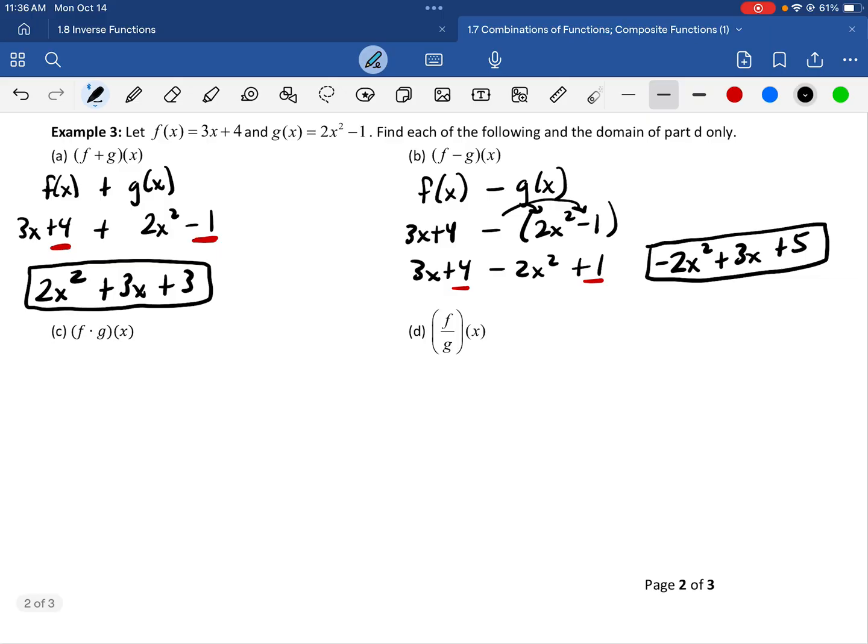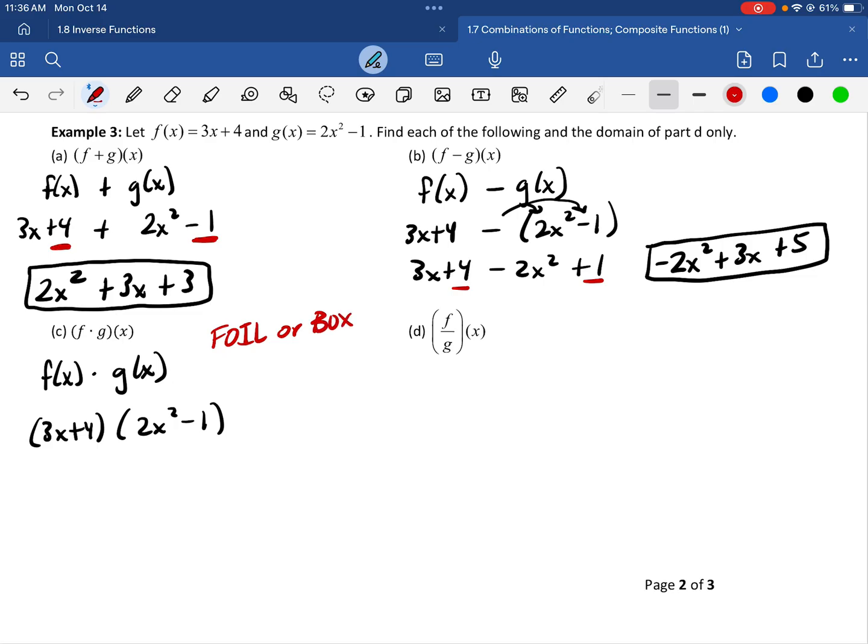Okay, letter C, f times g. So again, what does that mean? Means multiply those functions together. So 3x plus 4 times 2x squared minus 1. All right, in this case, we're going to have to do the FOIL or the box method, whatever it is you prefer for multiplying your polynomials together.